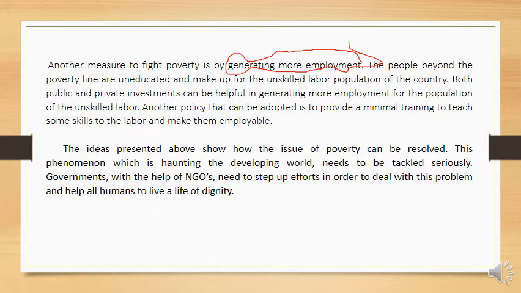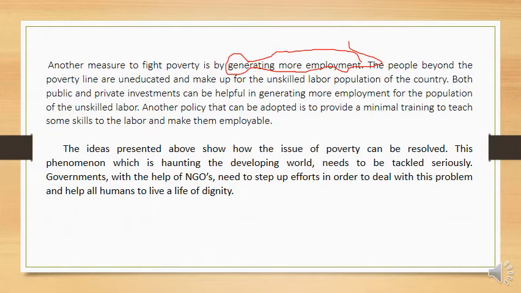Both public and private investments can be helpful in generating more employment for the population of the unskilled labor. Unskilled labor, as we said, are the workers that do not know how to work. Another policy that can be adopted is to provide a minimal training. So, to train these people, the people who are unskilled, teach them some skills in order to allow them to be employable. So this is the second main idea of body 2, generating more employment, and the information after are supporting sentences or supporting details.